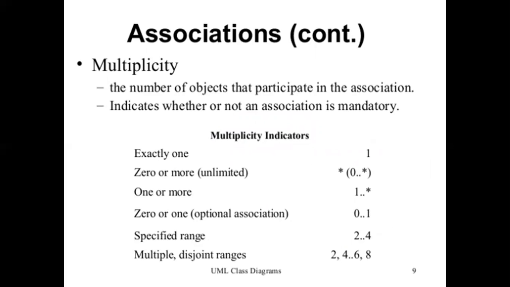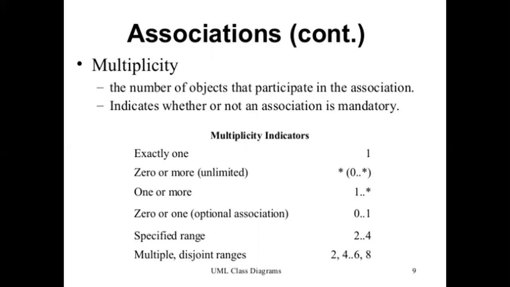Exactly one means suppose one person has only one Aadhaar card, or one person has only one PAN number. Next one, zero or more. Zero or more means suppose one person has a mobile phone or not. It is zero, or one person has zero or more mobile phones. Next, one or more. It means suppose one person has one or more mobile numbers. It is represented by 1..*.